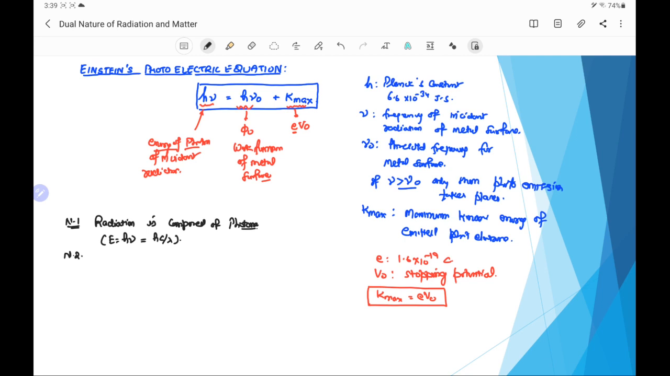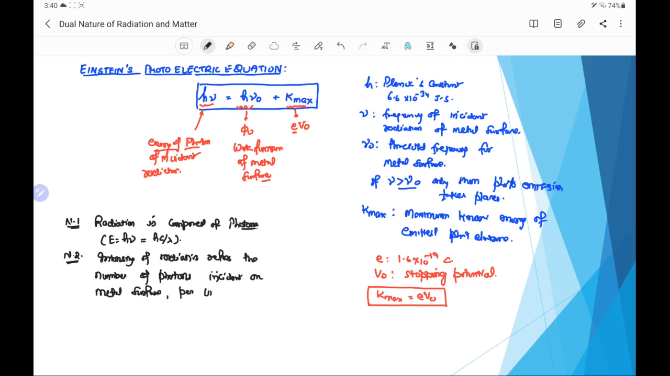Second point is intensity of radiation refers to the number of photons incident on metal surface per unit area of the metal surface in unit time. This is the intensity.